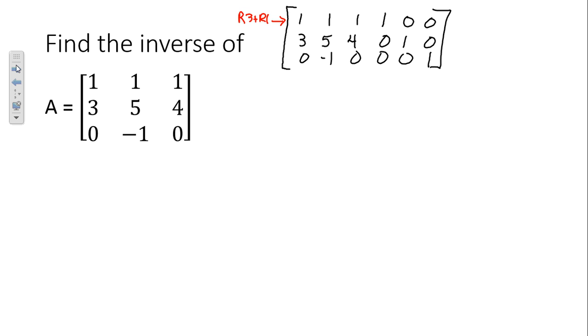Okay? So when we do that, we like to keep that one in the leading 1. So that's the one. Okay? So when we do that, we'll have a 1 here because 1 plus 0 is 1. 1 plus negative 1, 1 plus 0, 1 plus 0, 0 plus 0, and 0 plus 1.